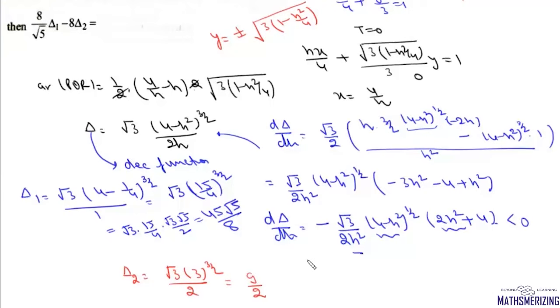Now we need to find 8 upon root 5 delta 1 minus 8 delta 2. Now what's 8 upon root 5 delta 1? 8 upon root 5 delta 1 is 45, and then minus 8 times delta 2. So there will be 9 upon 2 into 8. That should be 36. So 45 minus 36 is 9. So the answer to this question is 9.